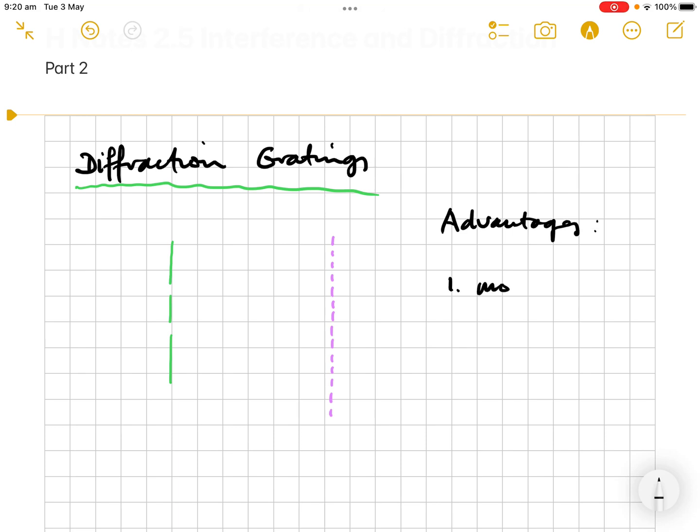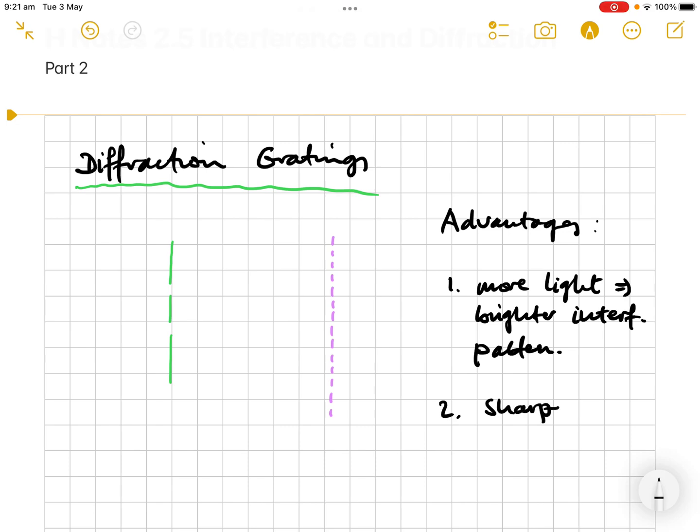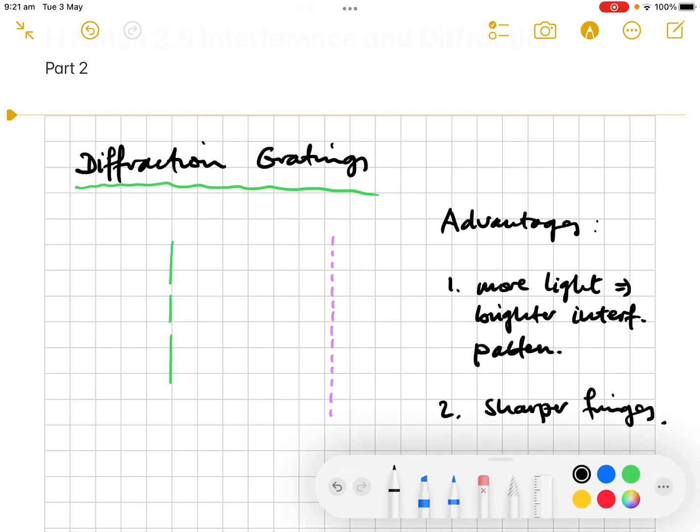You get more light through, so a brighter interference pattern, and the second one is you get sharper fringes. We don't need to go into the background to that.